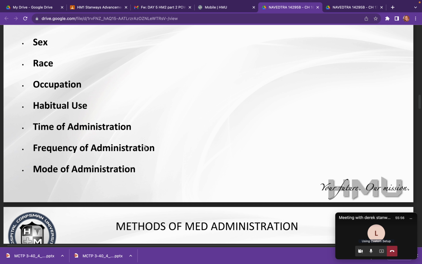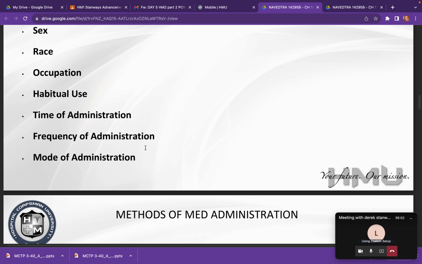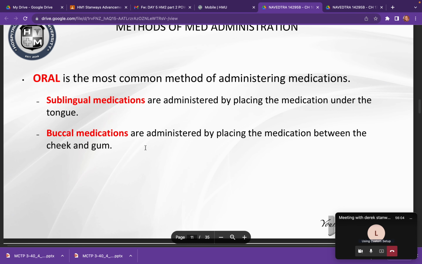So jumping into the methods of administration, the oral is kind of self-explanatory. These two are divided into the sublingual, which is under the tongue, and the buccal, which is basically anything you can put on the cheek, like a lozenge or anything like that. Those are the two types of oral medication that you might encounter on the test.